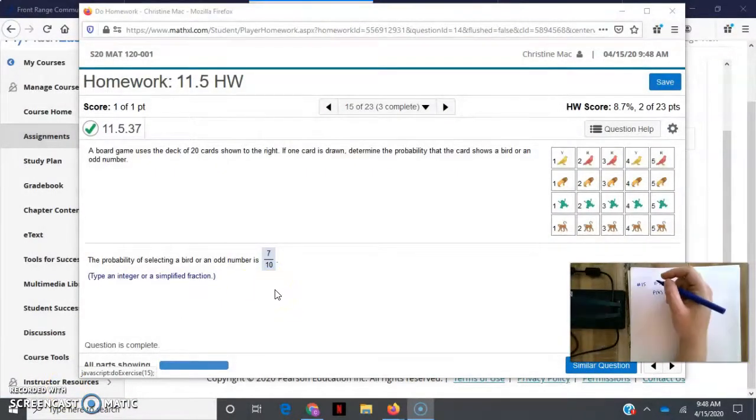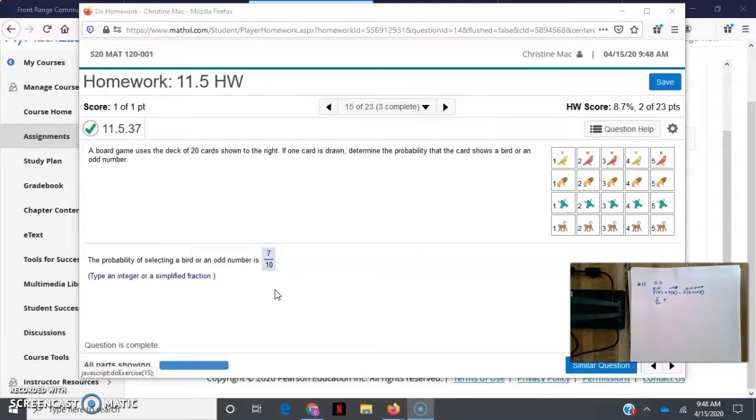of A. A is a bird. B is an odd number. And A and B is a bird and odd. So first we've got to figure out the probability of a bird. There are 5 out of 20 cards that are birds.